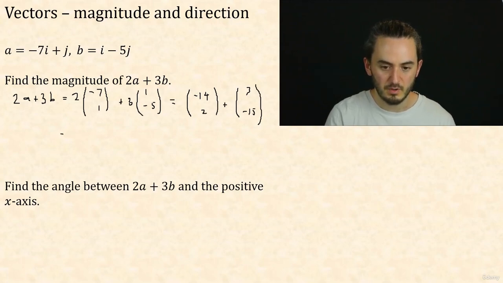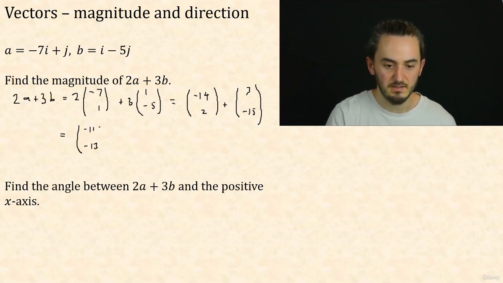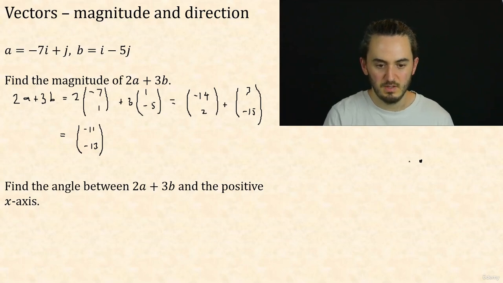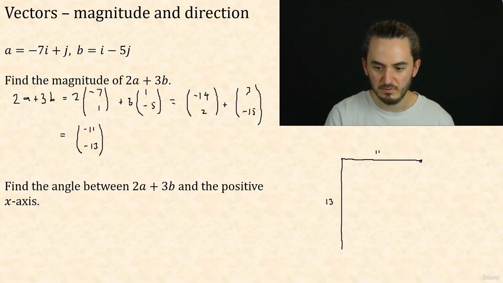So what have we got? We've got that this is, in total, negative 14 plus 3 is negative 11, and 2 minus 15 is negative 13. So find the magnitude of that. Well, we can draw it out, and I will draw it out here, although what you'll find is in the end you don't tend to. That's 11 units back this way, because minus 11i, and 13 units down. So that's 11 to the left and 13 down, and the magnitude is here.